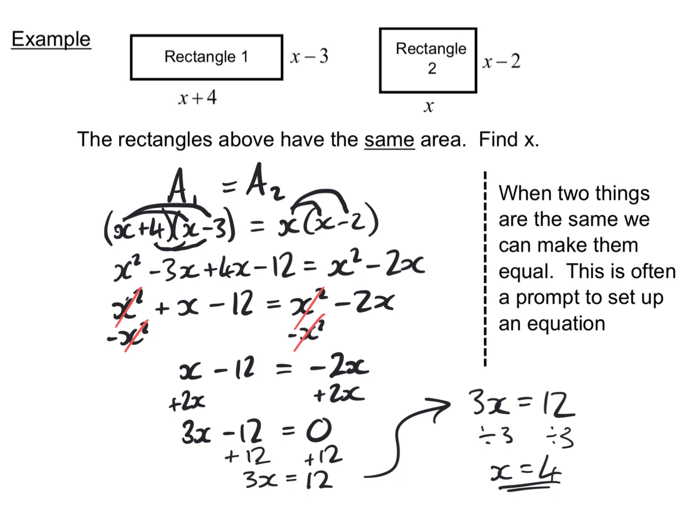Okay, so the question just says find x, so x is 4. Sometimes the question might say find the length and breadth. Now if it says find the length of rectangle 1, that's this line here. If I know x is 4, well I now know the length is x plus 4 or 4 plus 4, so the length would be 8.